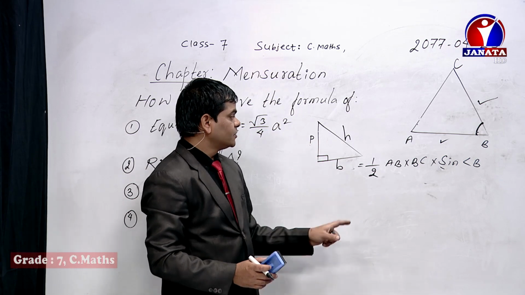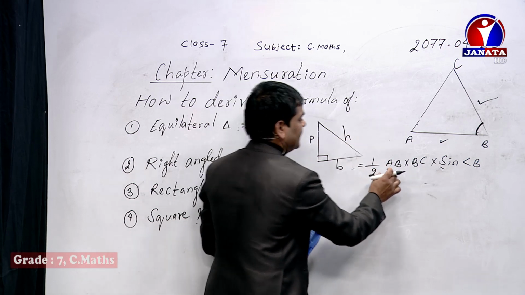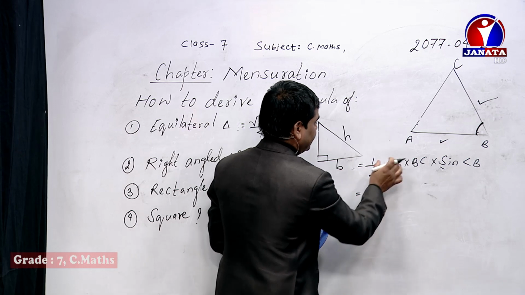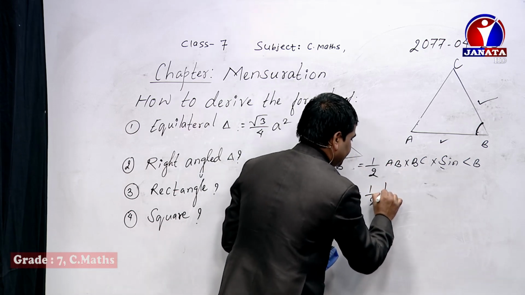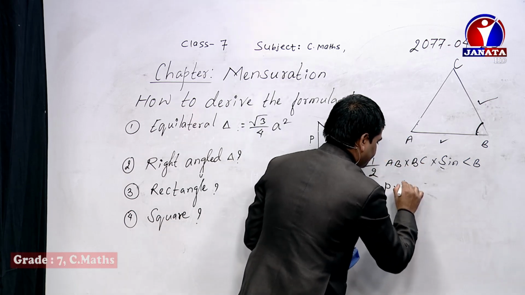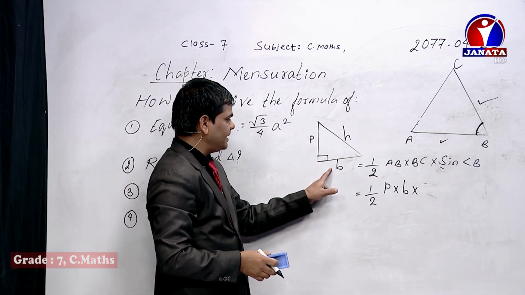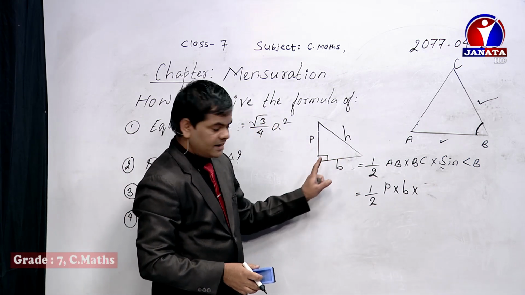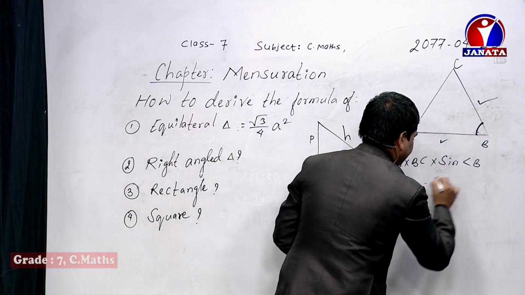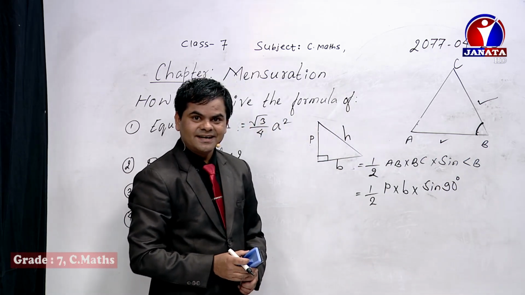and then we have the sides P and B as the adjacent sides. So if we convert this formula into the shape of a right angle triangle, what happens? 1 by 2 will remain the same, and in place of AB it will be P, the perpendicular, and then base BC means B, and then sine of what is the middle angle? What is the angle between P and B? In between P and B, the angle is 90 degrees. So we need to write sine 90 degrees. Is that clear?